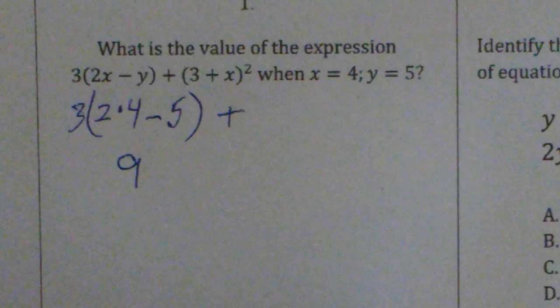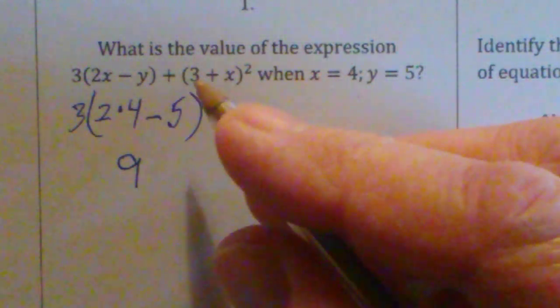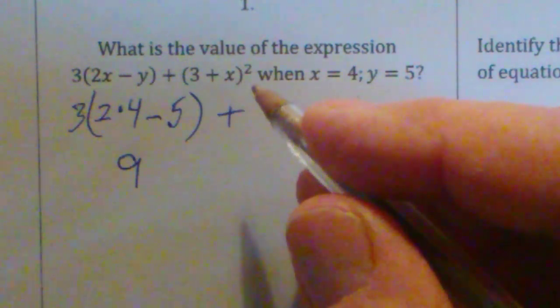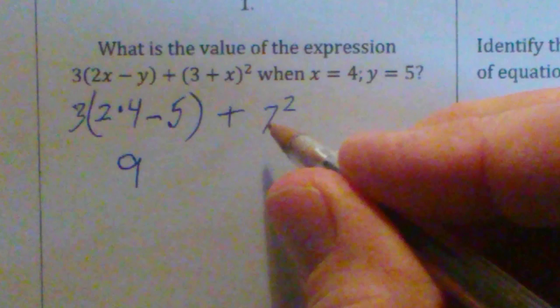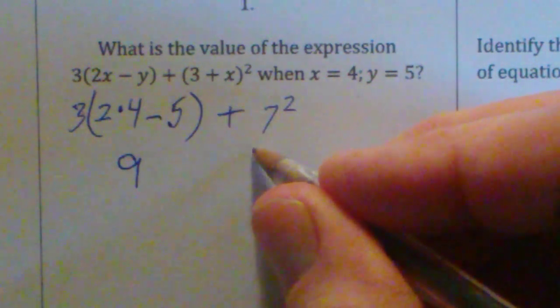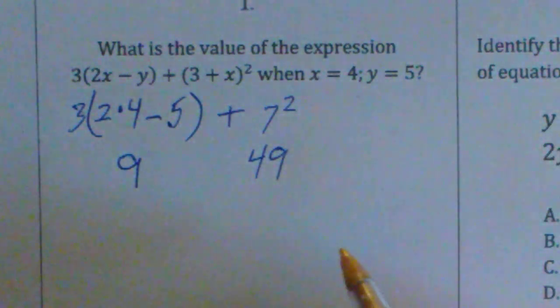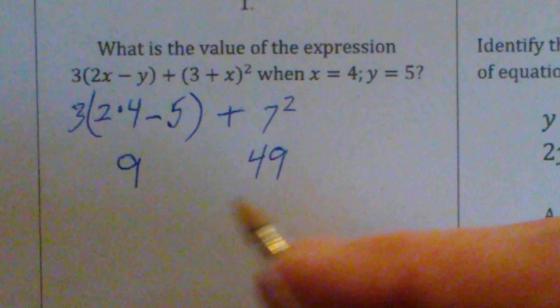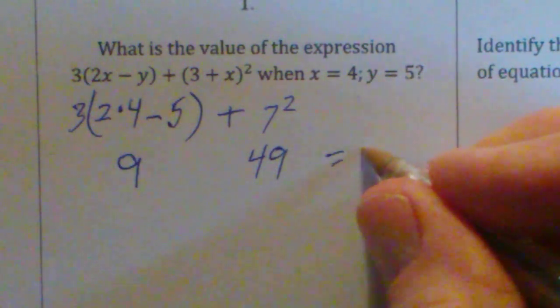Plus 3 plus x squared. X is 4 again, so we have 3 and 4 is 7 squared. What is 7 squared? 7 squared means 7 times 7. 2 7s multiplied together, that's 49. 9 plus 49. 10 and 49 is 59. 9 and 49 must be 58.